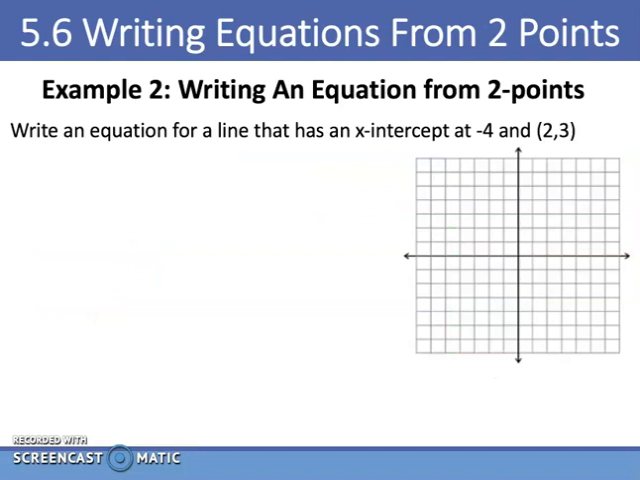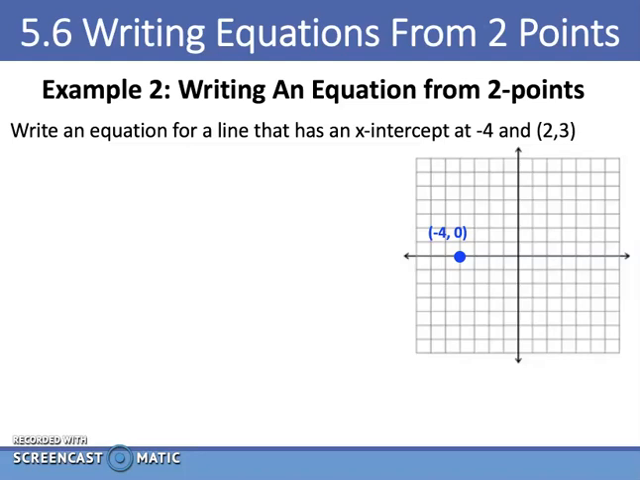Now when we write an equation from 2 points, they might be given in a different way. Example 2 says write an equation for a line that has an x-intercept at -4 and goes through the point 2, 3. Well, it appears as though they only gave us 1 point, 2, 3. But is that accurate? The x-intercept is a point on the graph. Let's take a look at that. The x-intercept at -4 is this point right here where x is -4. That's where our graph is crossing the x-axis. That's an actual point. It's -4, 0.